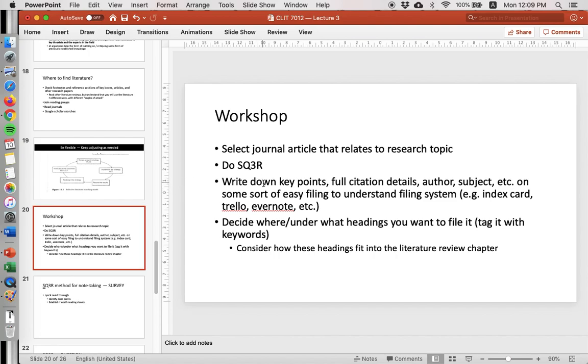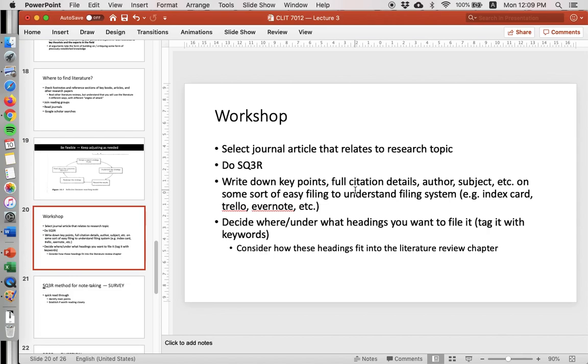So you write down the key points, the full citation details, the author, subject, etc. On some sort of easy to understand filing system, like I said last week, right? You can use an index card, you can use Trello, you can use Evernote, whatever. EndNote also does this. Okay, I just don't know how to use it.